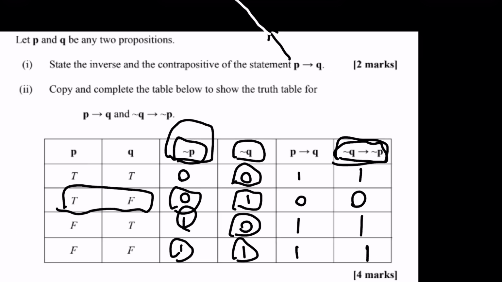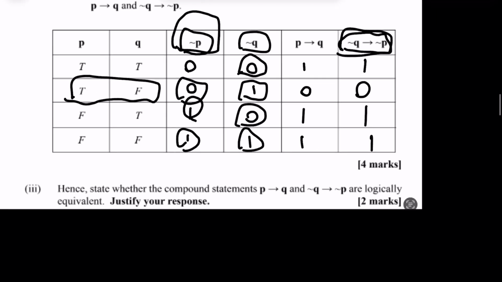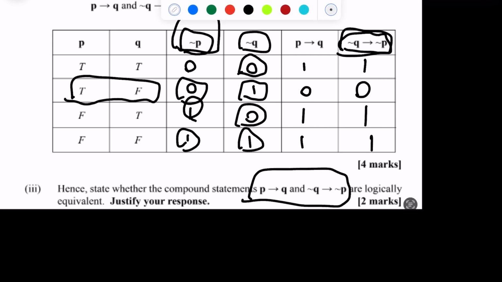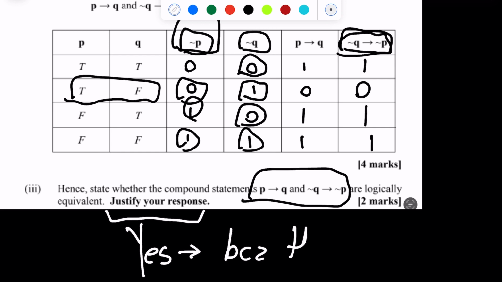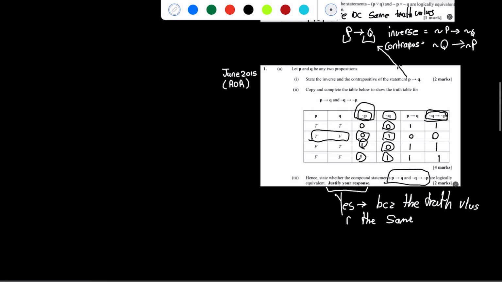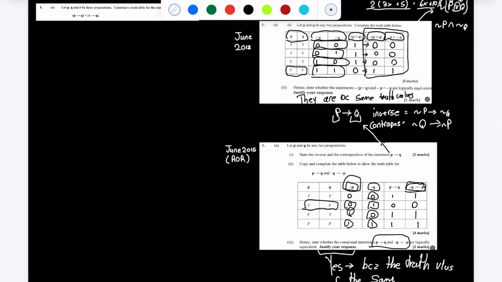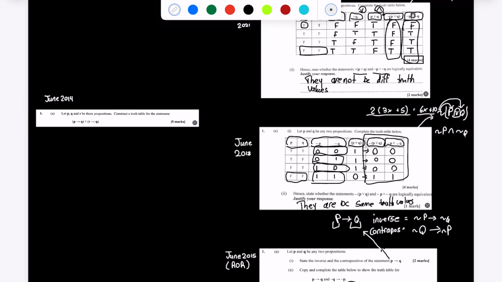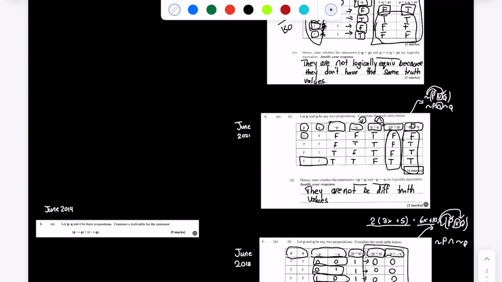Great. And now they're asking if these two are logically equivalent. And are they? We look at them, and yes, they are. It says to justify your response. That means they just want you to tell them because the truth values are the same. And that's all they're asking you to do. And so this is 2015. It's going very nicely. And we'll continue now with the last past paper of the video, June 2014.